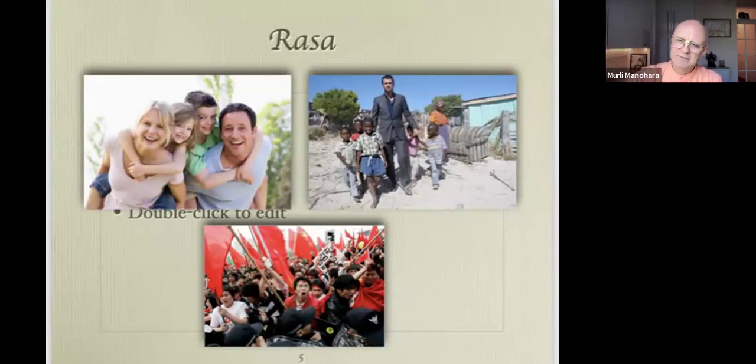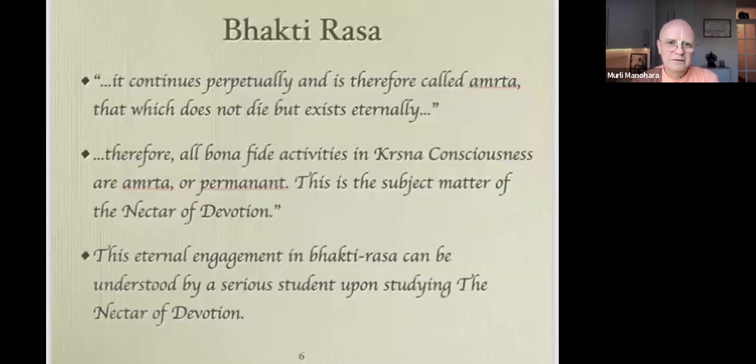Then he mentions they start a new chapter somewhere in the world, higher or lower. So bhakti rasa is not like that. Okay. Well, I've got some quotes here. We've already covered some of this. So it continues perpetually. Therefore, it's called amrita. Amrita means the taste is always tasty. It exists eternally. So this is the subject matter of the Nectar of Devotion. So the activities of bhakti are amrita, or permanent.